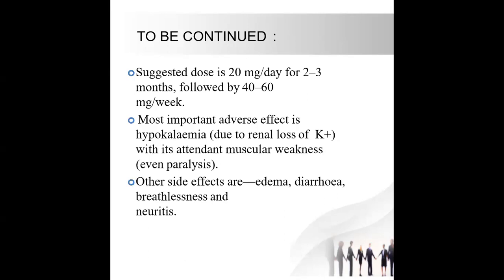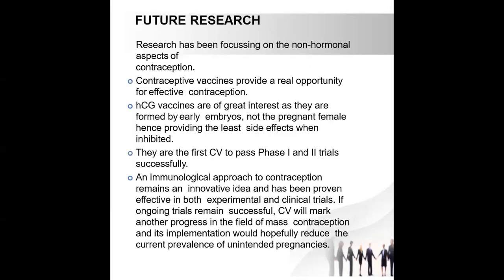The suggested dose of Gossypol is 20 milligrams per day for 2 to 3 months, followed by 40 to 60 milligrams per week. The most important adverse effect is hypokalemia, resulting in severe muscular weakness, that is called hypokalemic paralysis. The other side effects are edema, diarrhea, breathlessness, and neuritis. So hence, till now we have discussed the various contraceptive methods available in females and in males. And to end this lecture, we would like to look at future research.